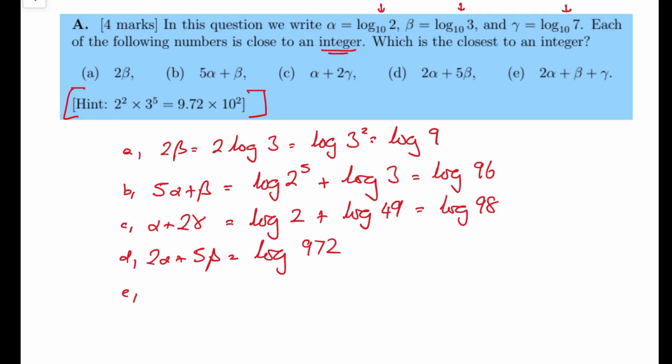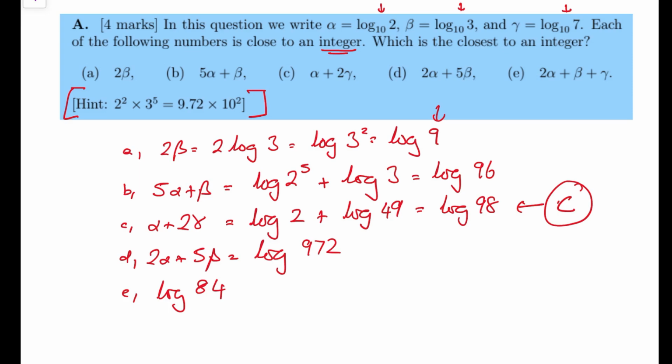And E down here is going to be 2 alpha plus beta plus gamma, and that is going to be log, well, 2 alpha is 4, 2 squared is 4, times 3 is 12, times 7 is 84, that's going to be 84. So again, to word this carefully, which of the numbers in the log is closest to its nearest power of 10? And the answer is going to be C, which is going to be 98.